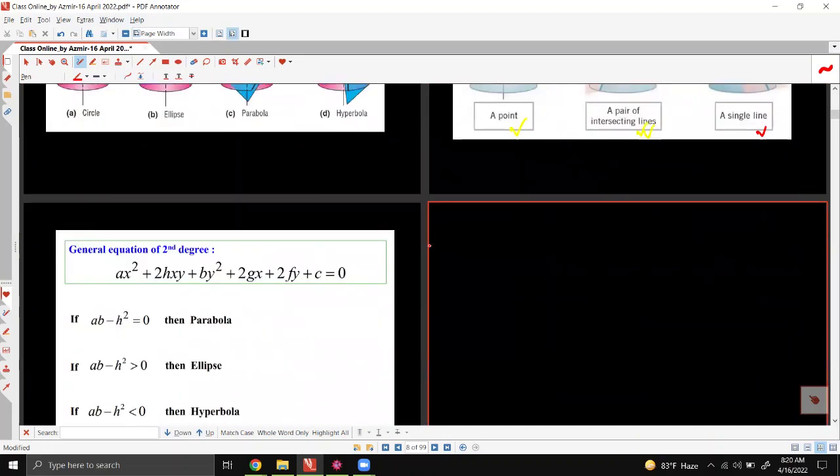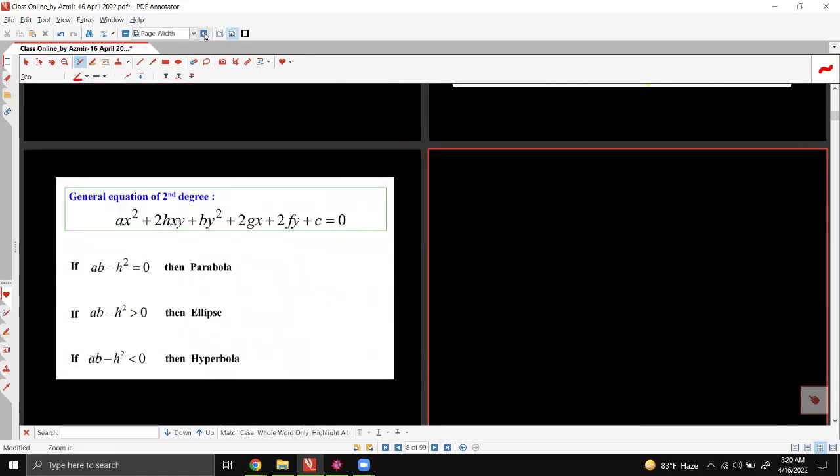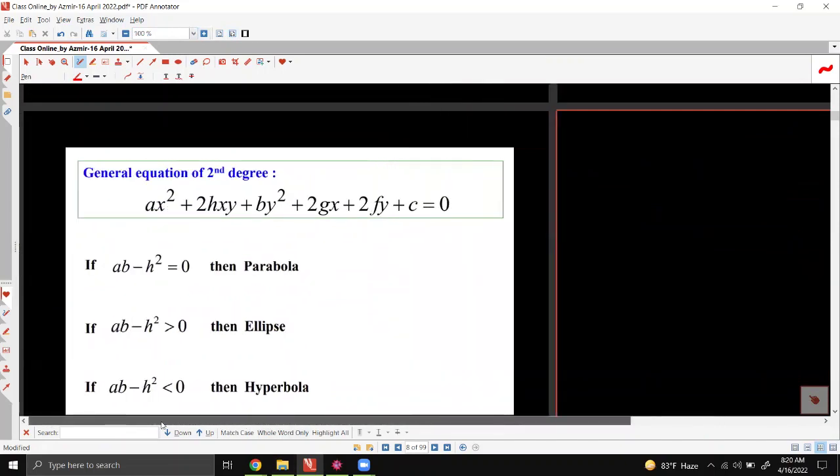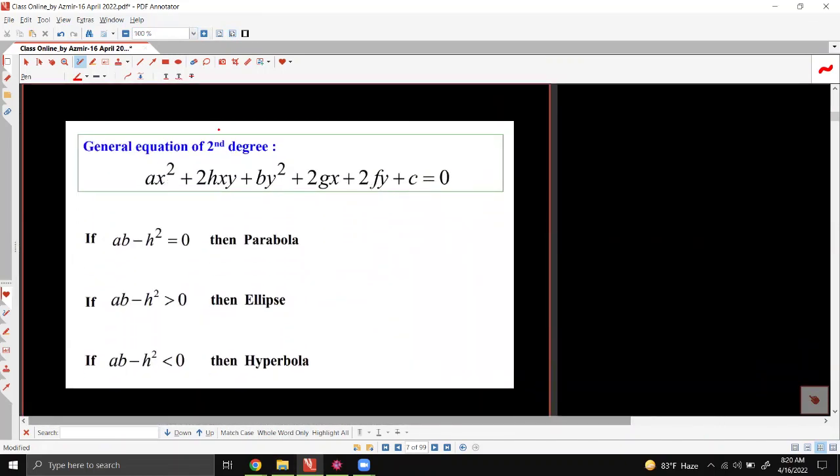So first of all, let's have a look at the general equation of second degree. The general equation of second degree given here is known as the equation of a conic. It is ax squared plus 2hxy plus by squared plus 2gx plus 2fy plus c equals 0. Here a, h, b, g, f, and c are all constants. These are just numbers.